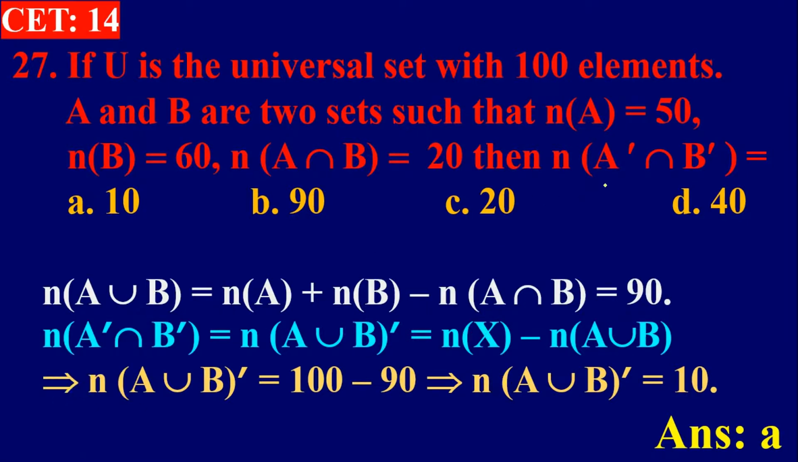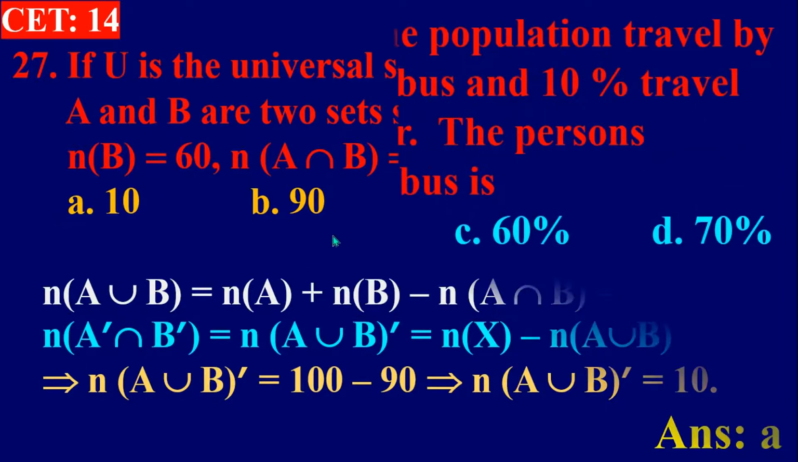So here we have to find n of A dash intersection B dash, which is the same as n of A union B whole dash. n of A union B whole dash is 10, which is option A. So the correct option is option A.